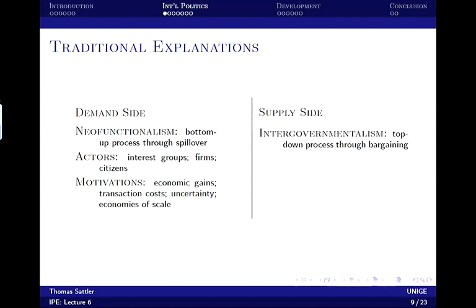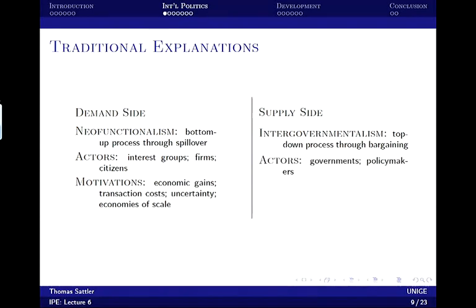The supply side is explained by intergovernmentalism. Intergovernmentalists have a very different view of how integration, regional integration like in Europe, happens. So here it's a top-down process where politicians in principle do not want to give up sovereignty. But they do so if they face a big problem and they understand that they can only solve this problem if they work together. So integration now is driven not by firms, but by national governments who agree to give up sovereignty if it's actually useful for them politically.